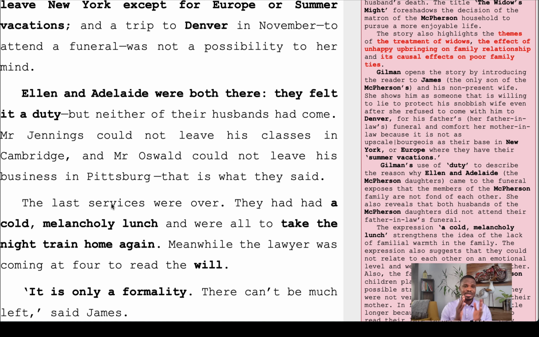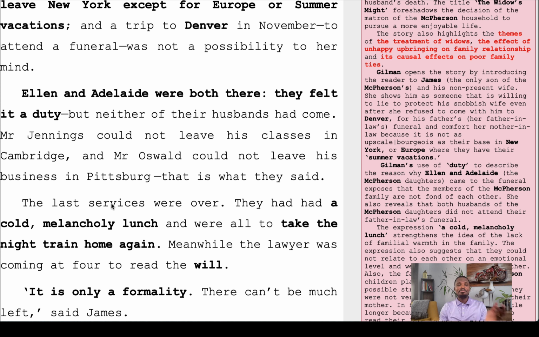And this is what she says. She says, "but neither of the husbands had come." So neither of the husbands had come. You know, a funeral is where you pay your last respect, and the men ought to pay respect, for whatever it is worth, to the man through whom their wives came, the father of their wives. But they did not show up.